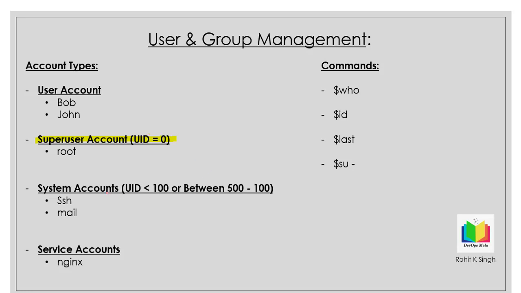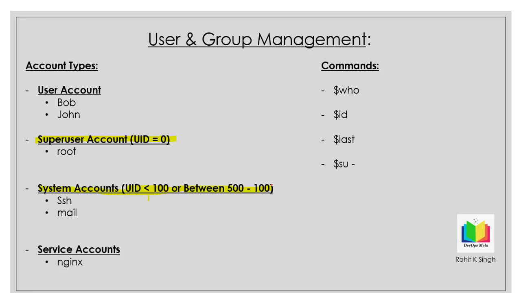The second type of user is the system account user, and the UID will be less than 100, or between 500 and 100. What exactly are the system account users? Like when you install services like SSH, SSH uses an account, sshd. So when you use SSH, there is a user getting created, sshd. These users are needed for system-specific operations. So you will not be using this ID for your purpose. This will be used for system-specific purposes.